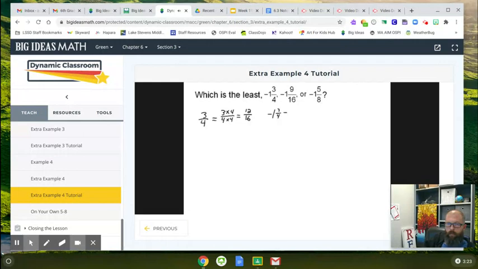Next, use 5/8. To write an equivalent fraction, multiply the numerator and denominator by 2. So we have 5 times 2 in the numerator and 8 times 2 in the denominator. 5 times 2 is 10, and 8 times 2 is 16. So, -1 and 5/8 is equal to -1 and 10/16.